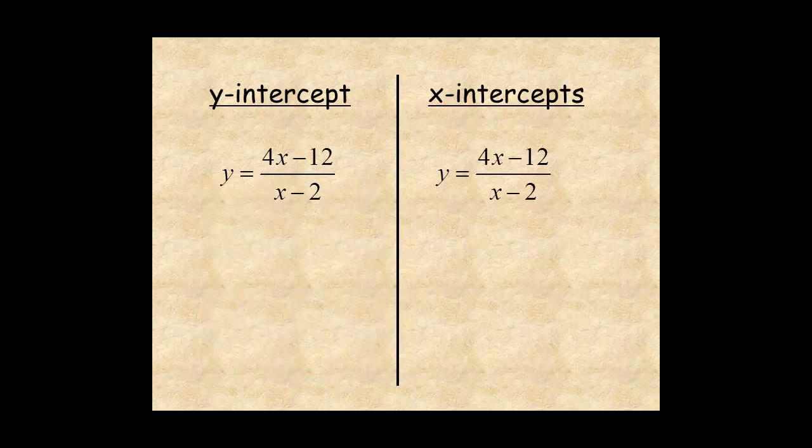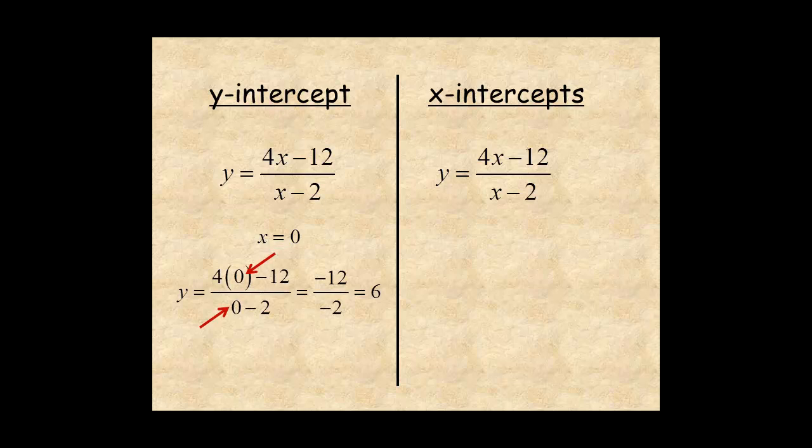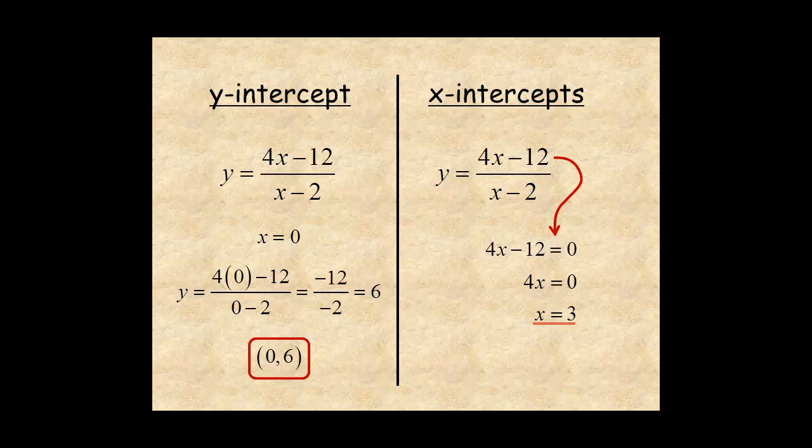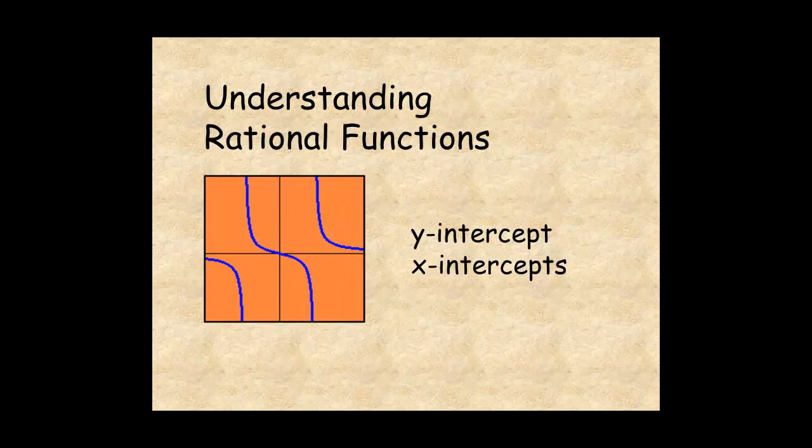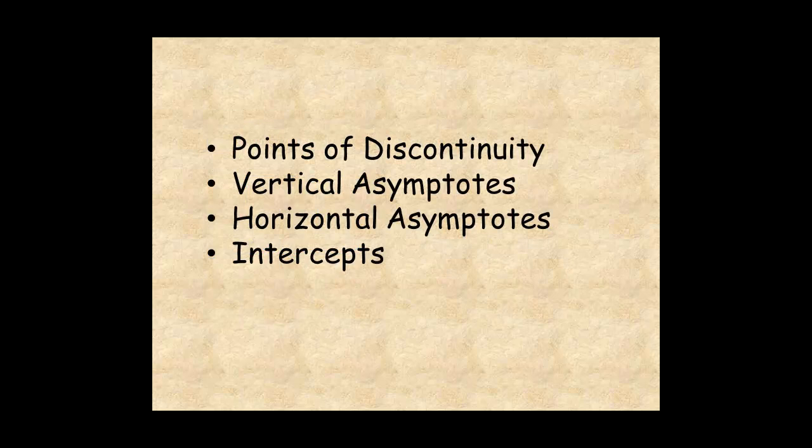To summarize, to find the y-intercept, evaluate the function for x equals 0. To find the x-intercept, set the numerator equal to 0 and solve for x. This lesson helped you understand how to find the x and y intercepts of rational functions. It's part of a series of lessons about understanding rational functions.